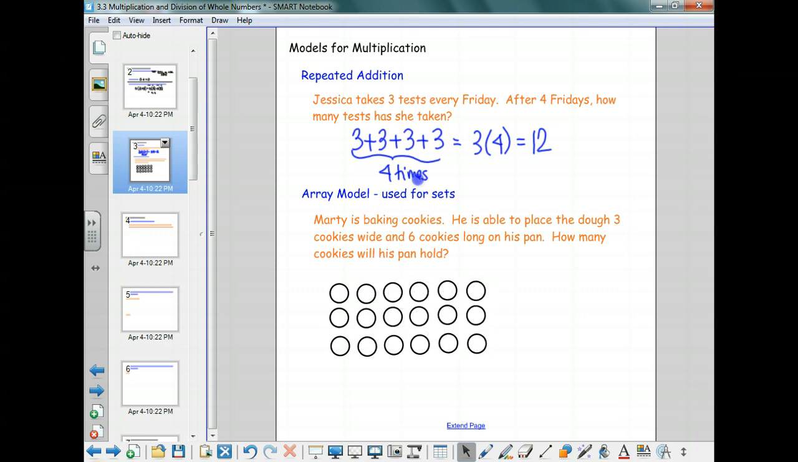Okay, did I get them all? Okay, so you've got the image right of the cookie dough balls. We assume he didn't eat all the cookie dough. Apparently. All right, so if we have this, how many cookies will this pan hold?